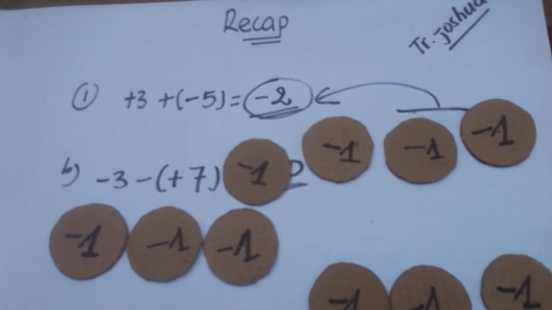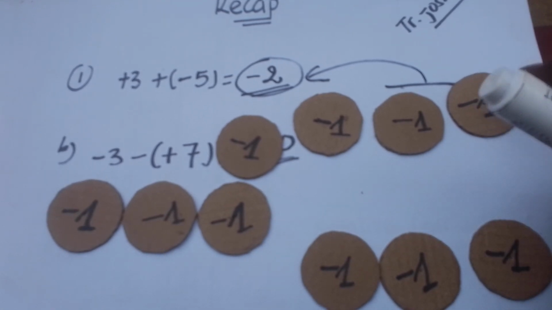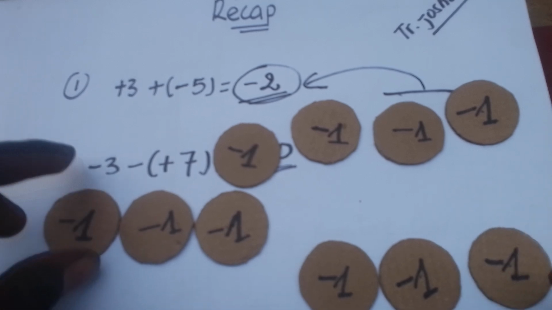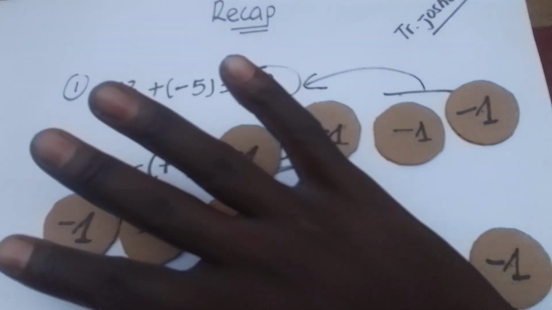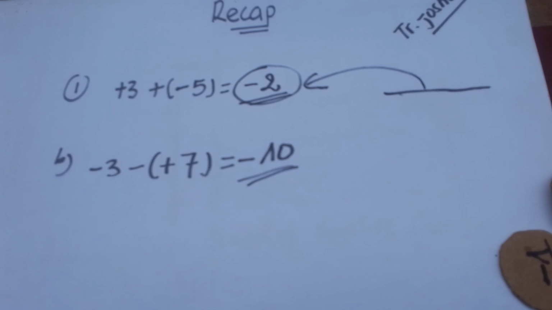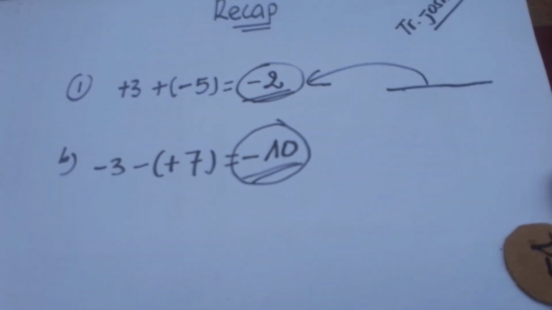Now we can count the remaining counters. Now we get 1, 2, 3, 4, 5, 6, 7, 8, 9, and 10. We are left with 10 counters with negative value, so the answer here should be negative 10. Now, let us continue to move.